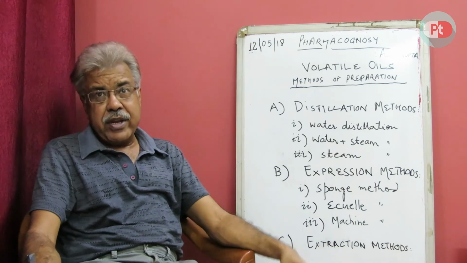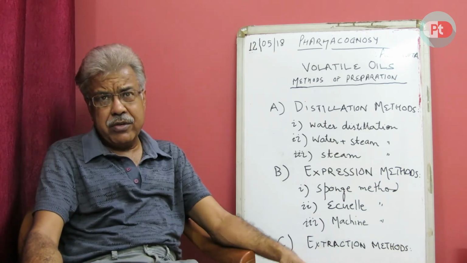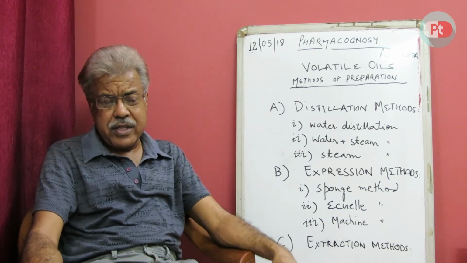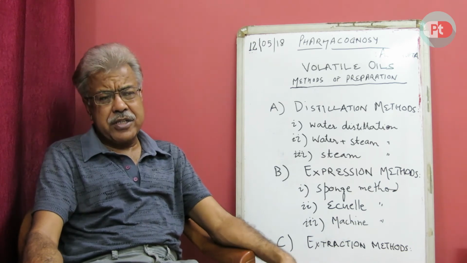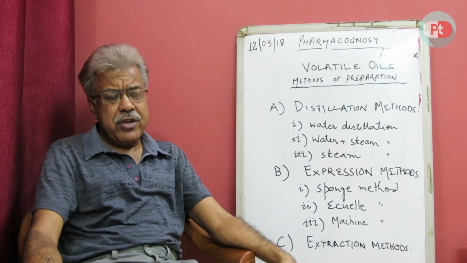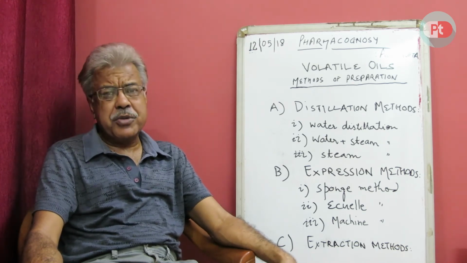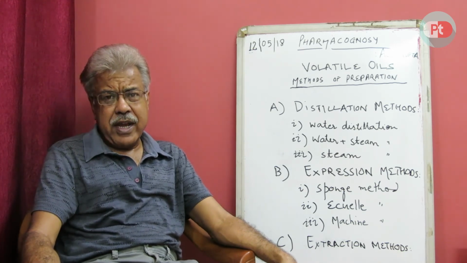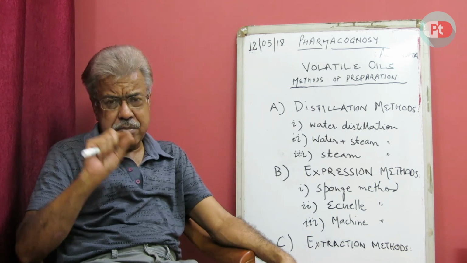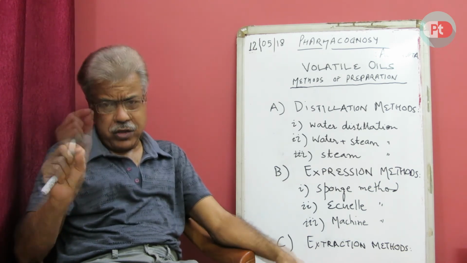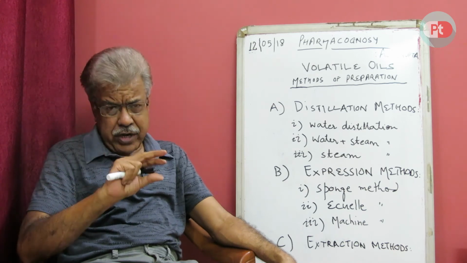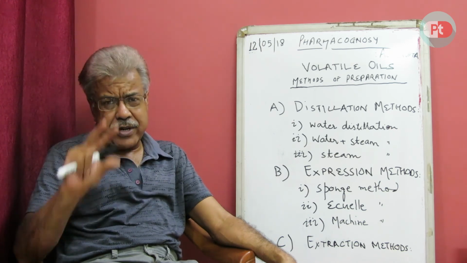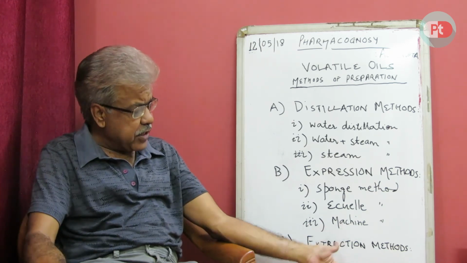The extraction method is used where heat is not favorable for the volatile oil, where the volatile oil may be decomposed by heat, or where it is present in very minute quantities so that commercial extraction is rather impractical. In that case, we use solution or absorption methods, like percolation, maceration, digestion. In this, a different solvent is used, which is immiscible, or enfleurage, or a solvent such as petroleum ether is used, and the volatile oil is extracted into that particular liquid, and the volatile oil can then be separated from that mixture. So this was the extraction method.